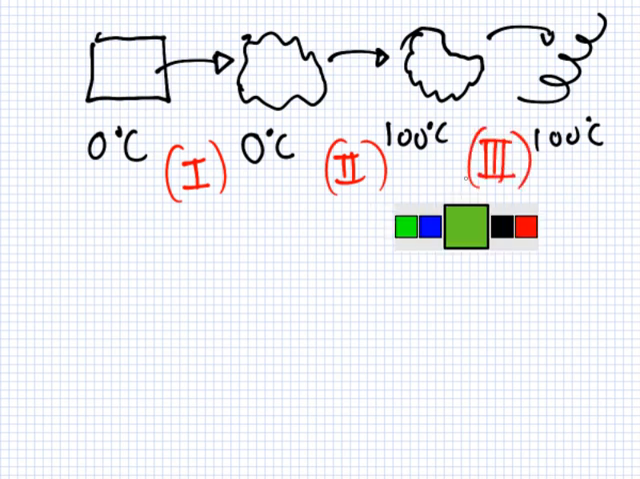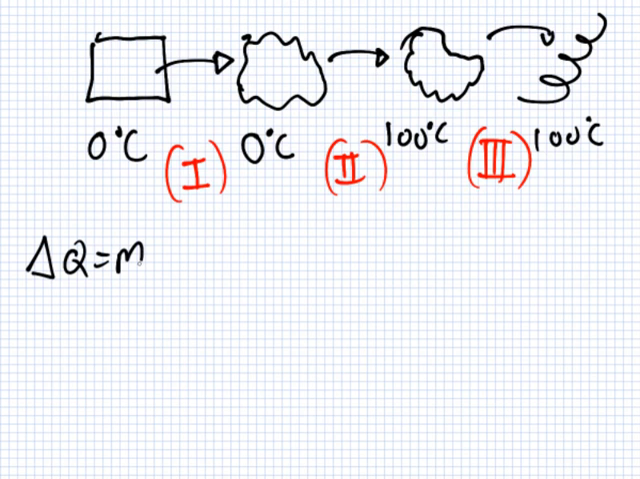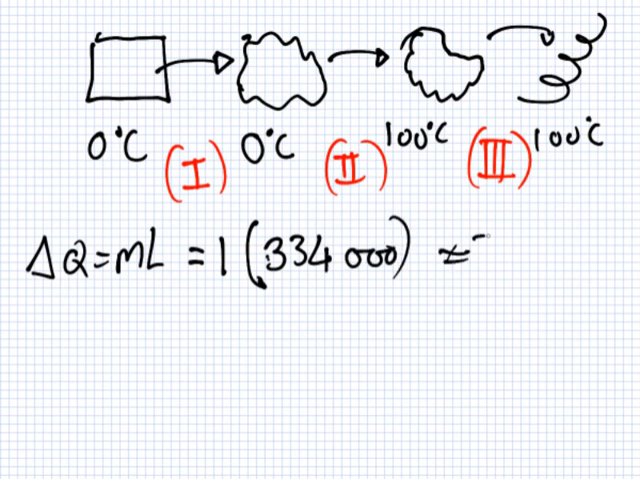The first part is the energy to change the ice into water. The formula is delta Q equals mL. What's the m here? Mass, 1 kg. And what is the latent heat of fusion? 334 kilojoules. So the answer is 334,000. Now the next part, what formula do I need for the next part?